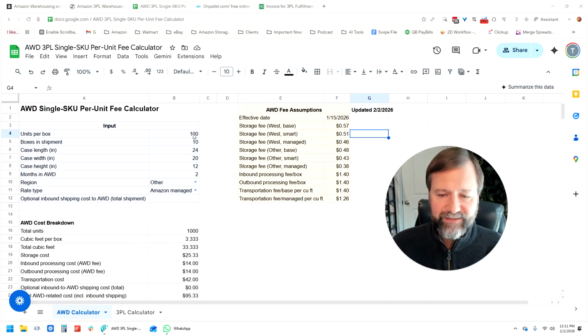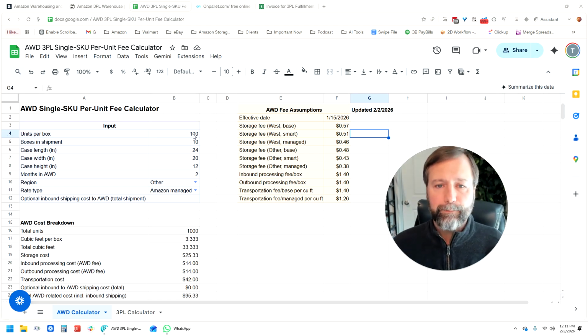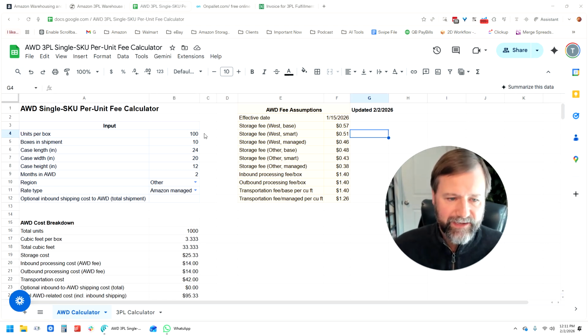AWD is 100% based on the case pack of your product. So tip number one is to make sure that you have your case pack extremely optimized for AWD, which basically means the more units you fit in the box, the cheaper it's going to be because they're billing you on a per box basis. So on this calculator here, we've got some inputs.